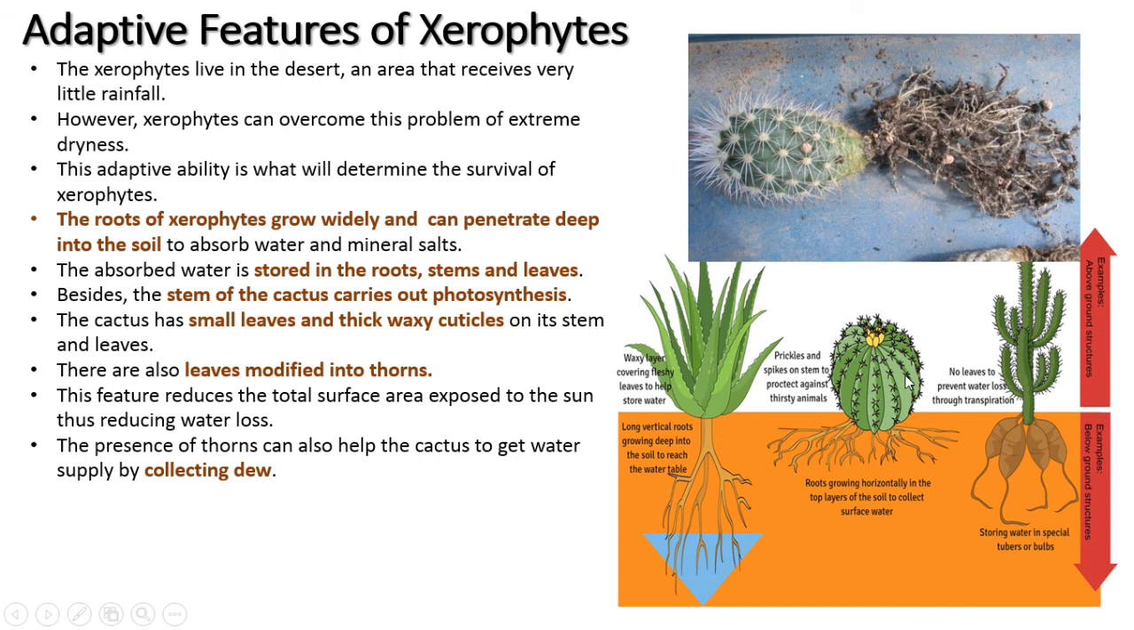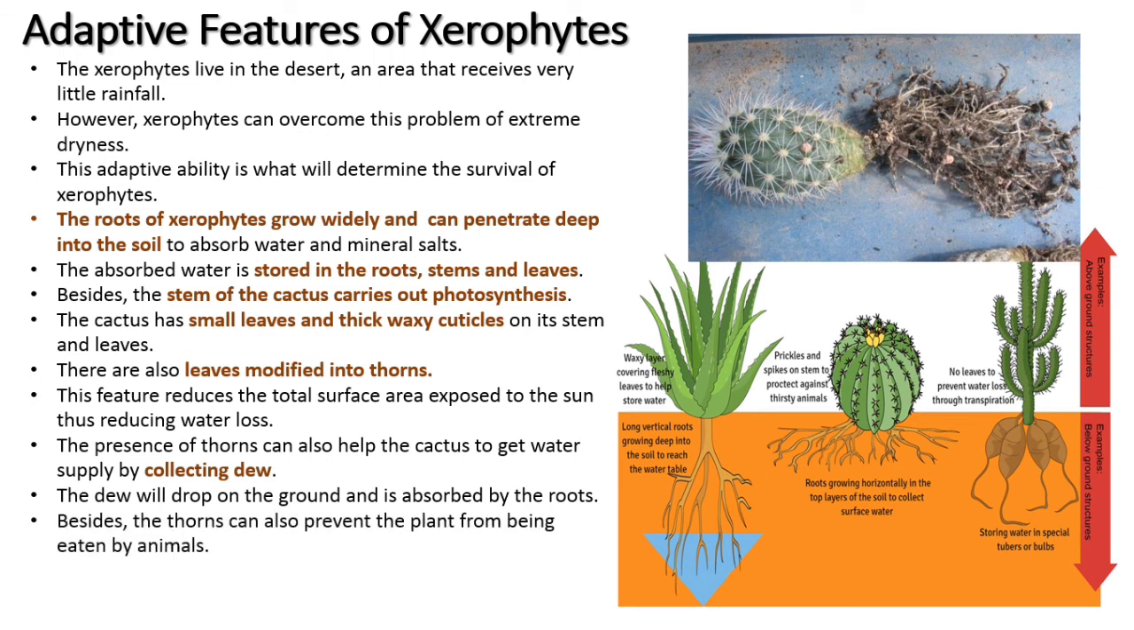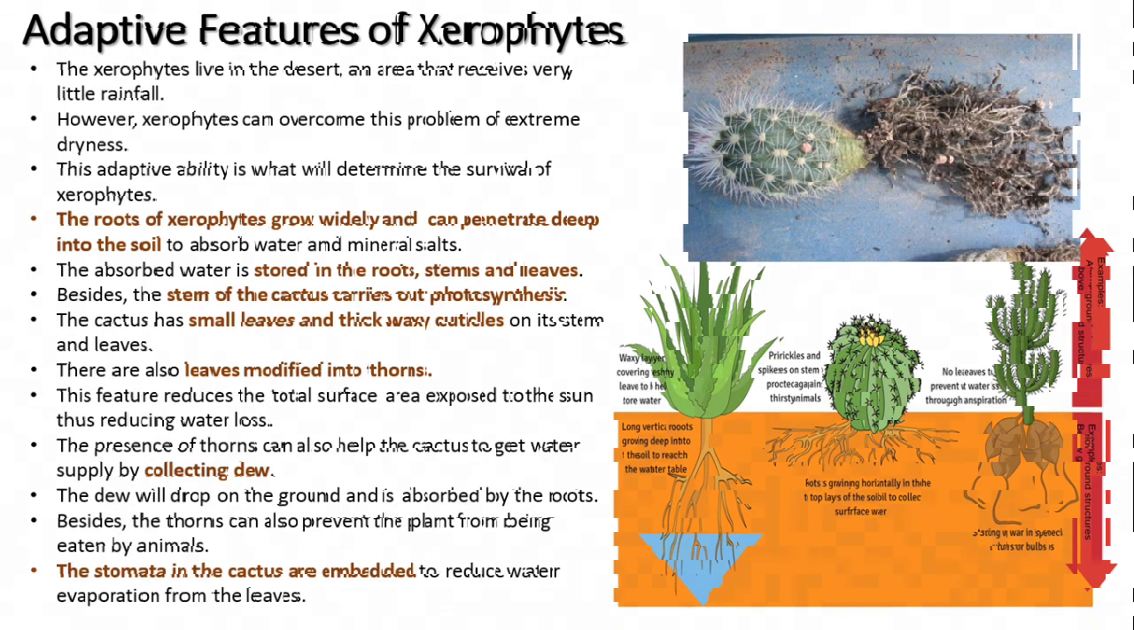The dew will drop on the ground and is absorbed by the roots. Besides, the thorns can also prevent the plant from being eaten by animals. So this is the protective structure. And then the stomata in the cactus are embedded or sunken to reduce water evaporation from the leaf. With that, thank you.